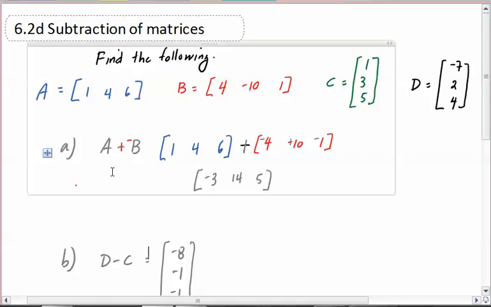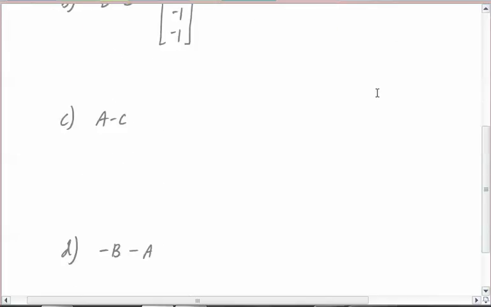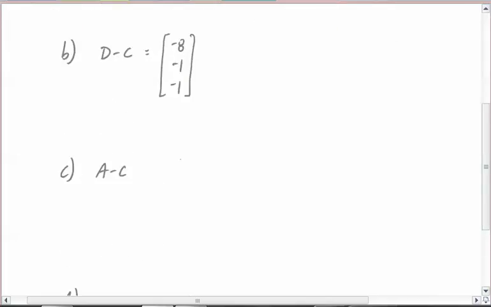And then this last one, I'm asked to find matrix A minus C. You can see that's a problem. I can't, because there's a dimension mismatch, is how the calculator says it, but I know it's just called undefined. I can't do it.